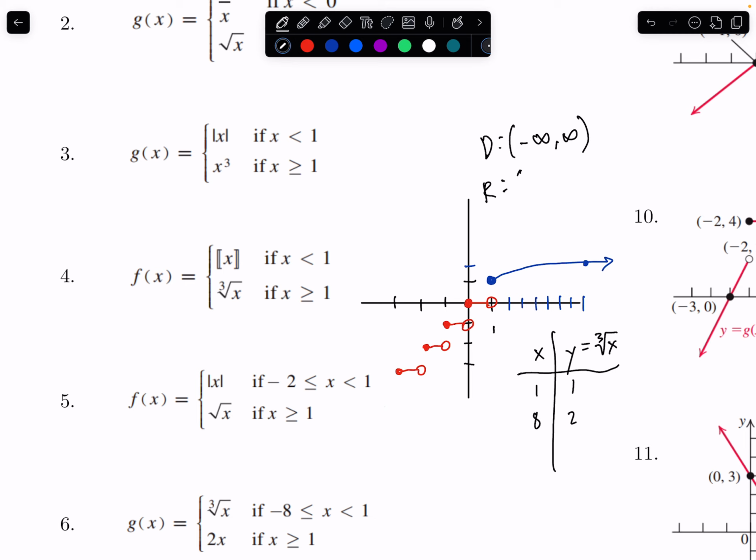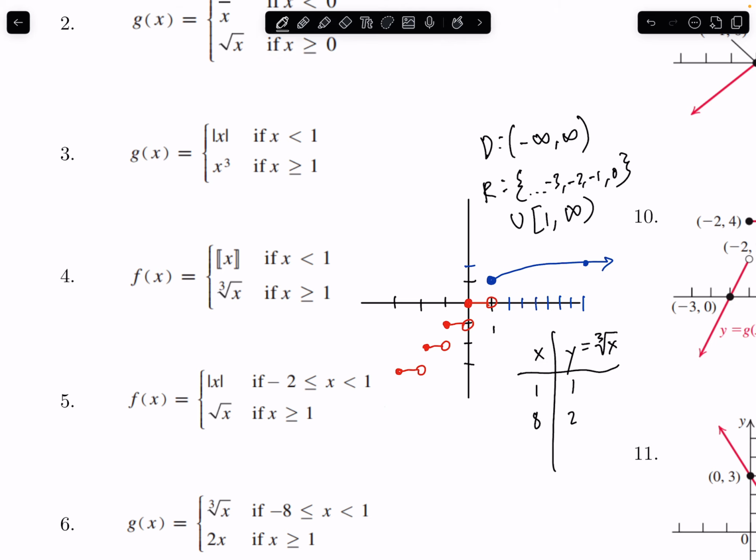The range is in 2 parts. So first, you get all these integer values to the left, right? So you have dot, dot, dot, -3, -2, -1, you got 0, and then that's it for the first half of the graph. And then from 1 onwards, you have everything. So those individual values unioned with 1 onwards to infinity. That's the range.